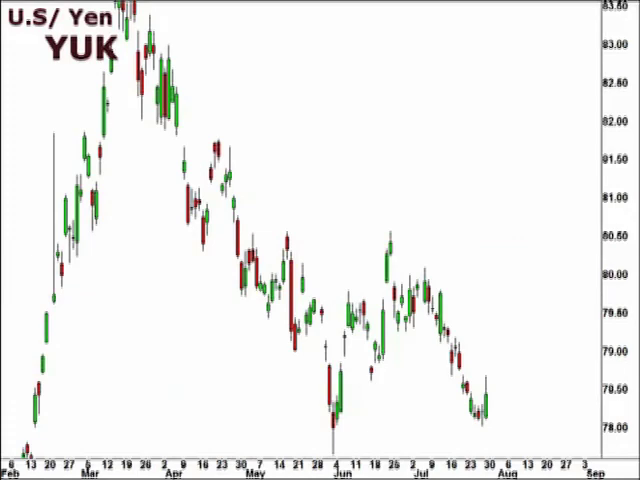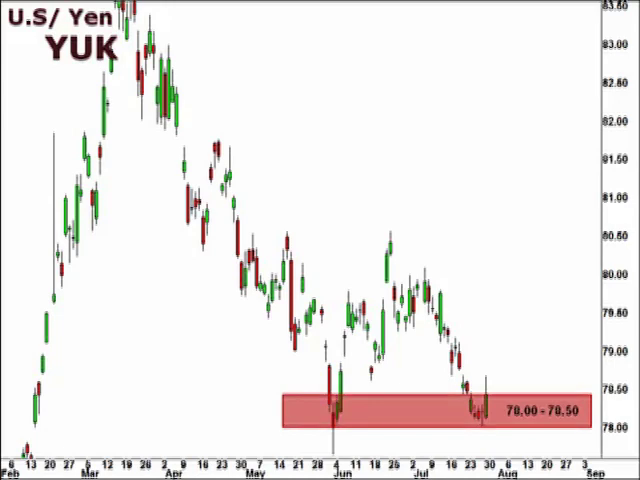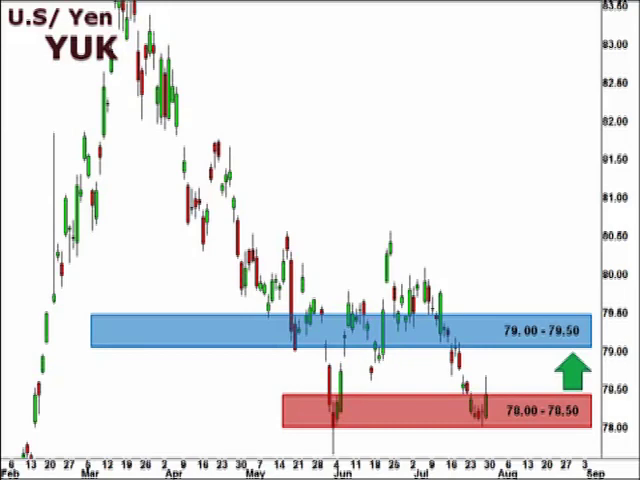Let's take a look at the YUK, the U.S. versus the Japanese yen. Well, the YUK continues to consolidate within the 78.5 support level. As long as the pair remains above 78, we are open to a move towards the 79.5 resistance level.